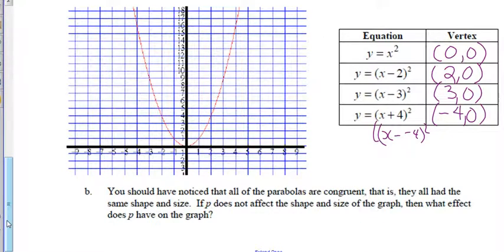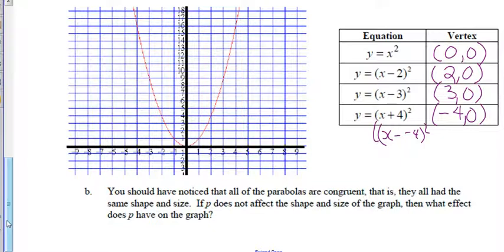You should have noticed that all the parabolas are congruent, right? They're kind of the same size and shape. If p does not affect the shape and size of the graph, then what effect does p have on the graph? It moves the vertex. Which way? Left or right, depending on the side. Okay, we're going to call that a horizontal translation.